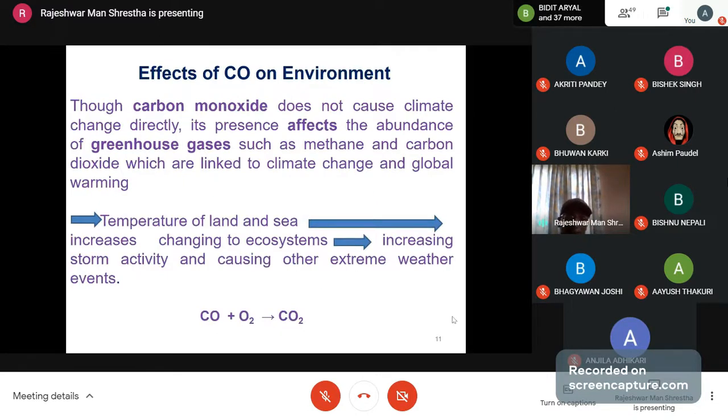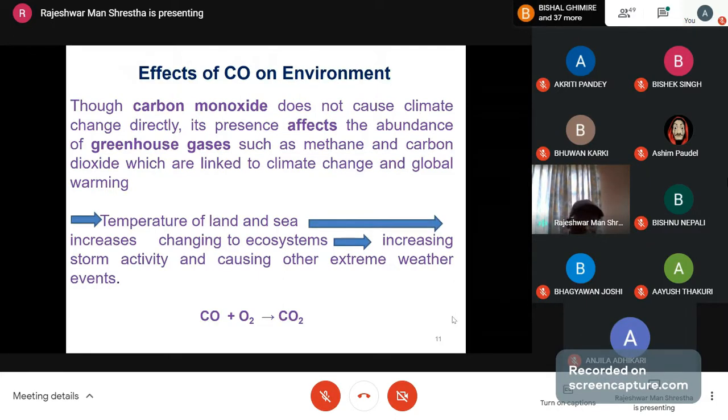And the effect of carbon monoxide on the environment. Carbon monoxide doesn't cause climate change directly. Why? Because carbon dioxide is produced from carbon monoxide, and carbon dioxide is responsible for causing the greenhouse effect and global warming. So carbon monoxide causes an indirect effect, like the greenhouse effect and global warming.